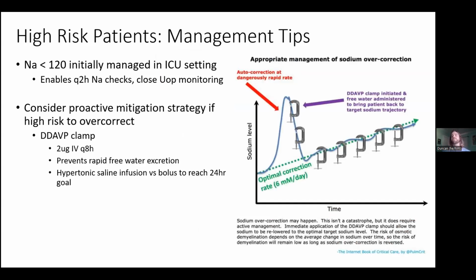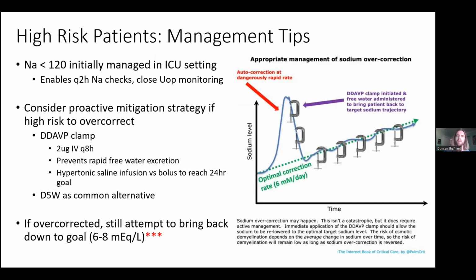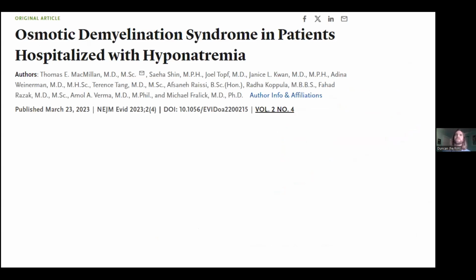Okay. I will skip this. This was sort of like if you're in the ICU, which is where I spend most of my clinical time, you can use things like a DDAVP clamp, which can help prevent people from correcting too quickly because essentially you're giving them synthetic ADH that prevents the kidneys from diluting the urine. And I used to do a lot of this. I am still doing it in some cases, but I'm doing less of it now because there's actually recently, within the last couple of years, been a couple of large studies.